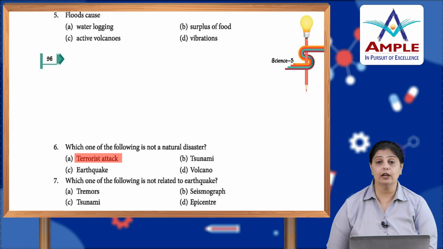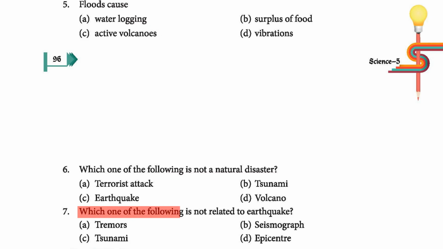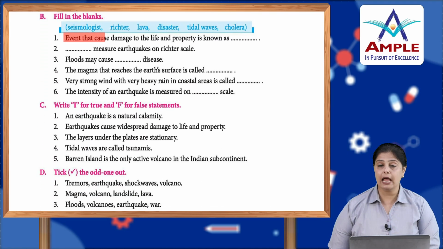Who are terrorists? They are humans, okay, who kill people for some reasons of their own. Okay. So, which one of the following is not related to earthquake: tremors, seismograph, tsunami or epicenter? It is tsunami. Okay. Fill in the blanks. Events that cause damage to the life and property are known as disaster. Dash measure earthquakes on Richter scale. What is it? Seismologist. Floods may cause dash disease, cholera disease.